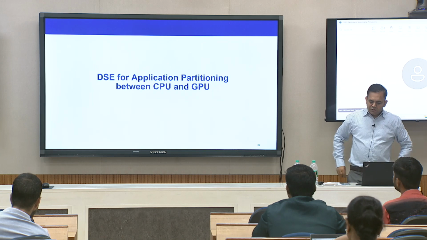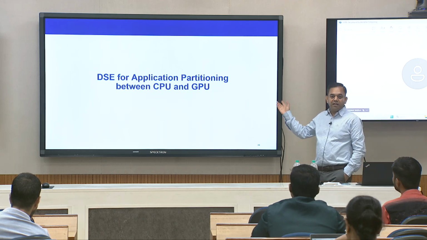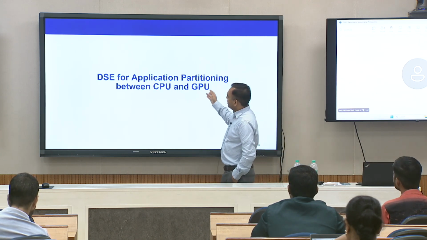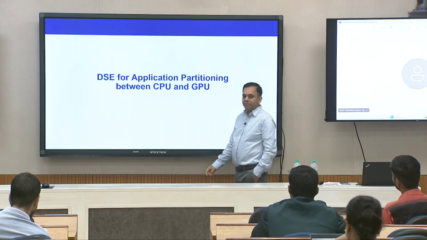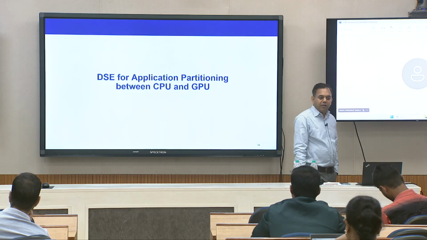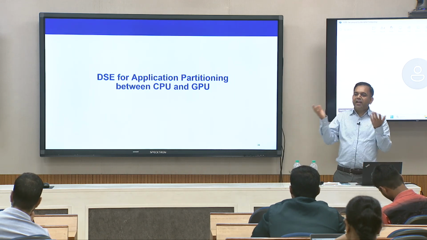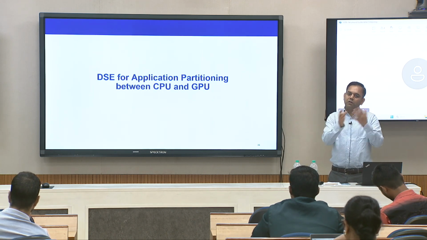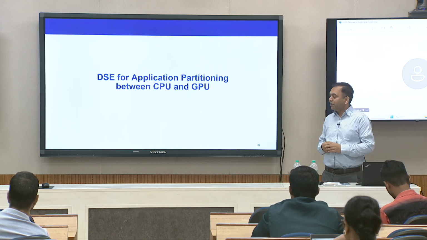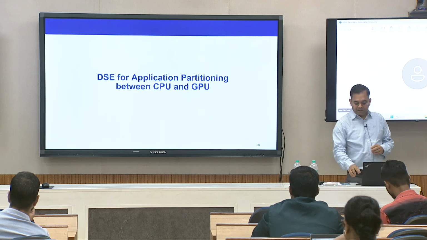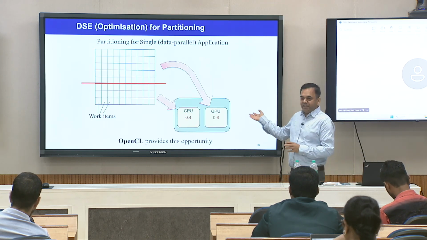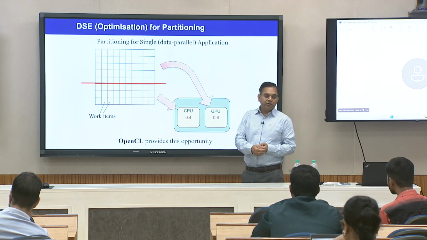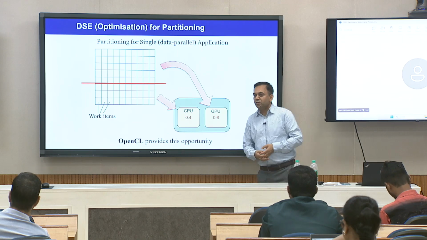Okay. So now let's look at the partitioning. We covered another aspect, partitioning. Specifically, we are going to look at the partitioning between CPU and GPU. If you are partitioning, it's again design space exploration. It's just to find out what fraction of the workload you want to put on the CPU and what fraction you want to put on the GPU. This slide you have already seen. This is just one example partition, like 40% of the workload on the CPU and 60% on the GPU.